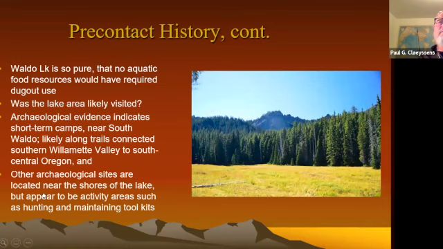Okay, let's see, where am I? So the difference with Waldo, if we compare that with, say, Davis, is it's a pure lake in the sense that there's not a lot, if any, of aquatic food resources that would have required the investment in making a dugout canoe for any activity.